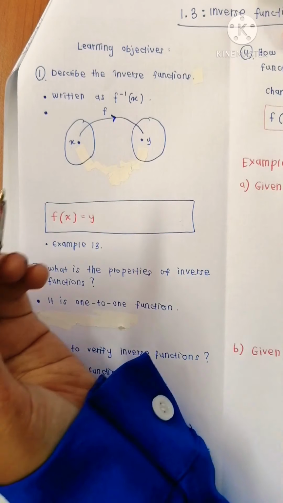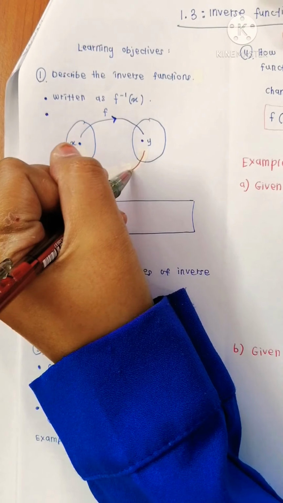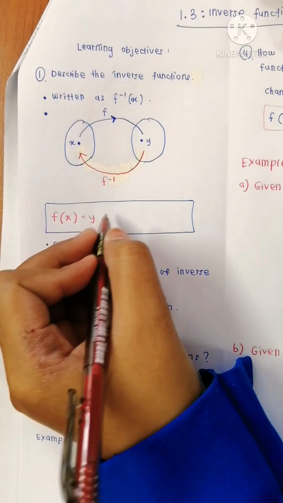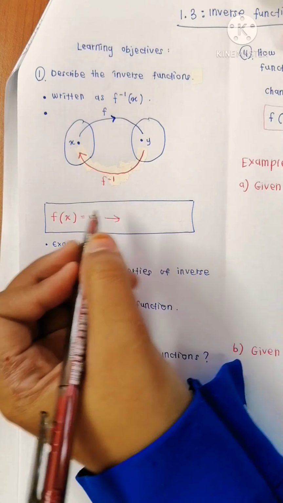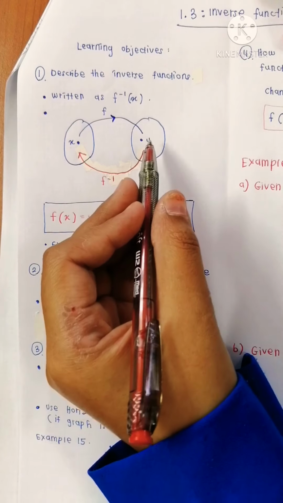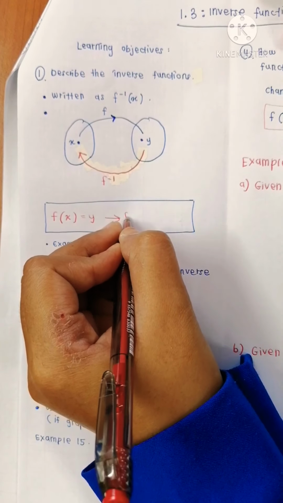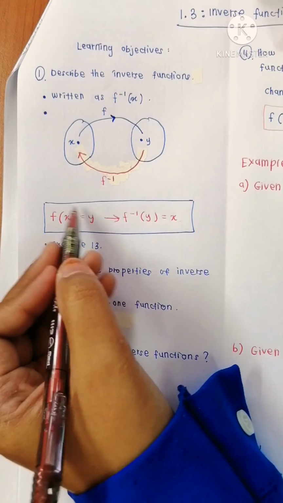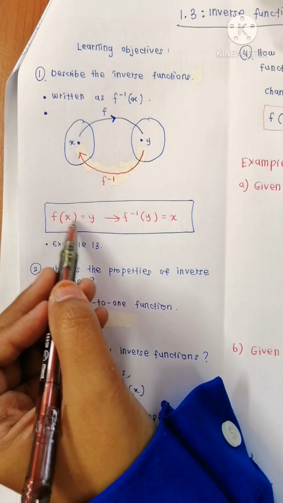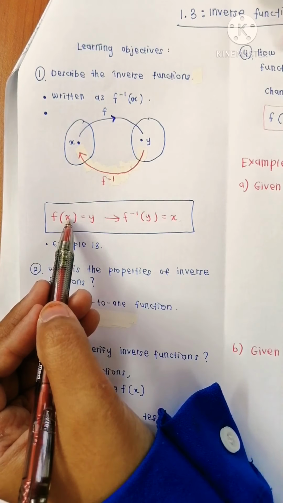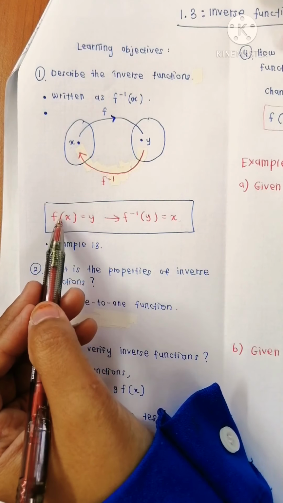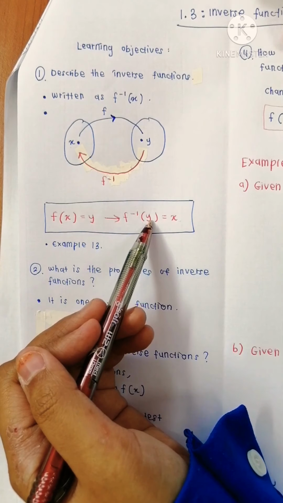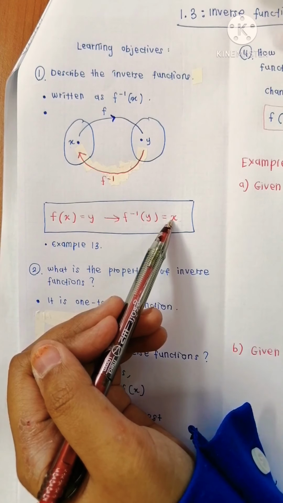Now how about the inverse? The inverse is like this. So how do you write the inverse function? The inverse function is f inverse of y equal to x. This is how they are different. Look at this one, this is what happens in the inverse. For the normal one, x is the object and y is the image. For the inverse, y becomes the object and x becomes the image.